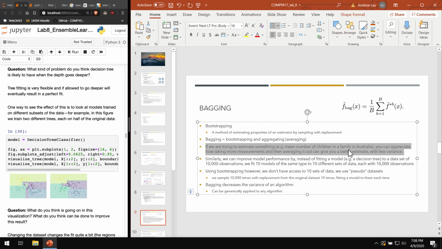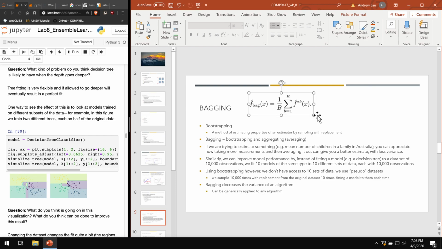Of course, in an ideal world, we'd have 10 sets of data, but often our data is limited. So we recycle. Think of it as recycling that data, using it 10 times over just to create more decision trees.